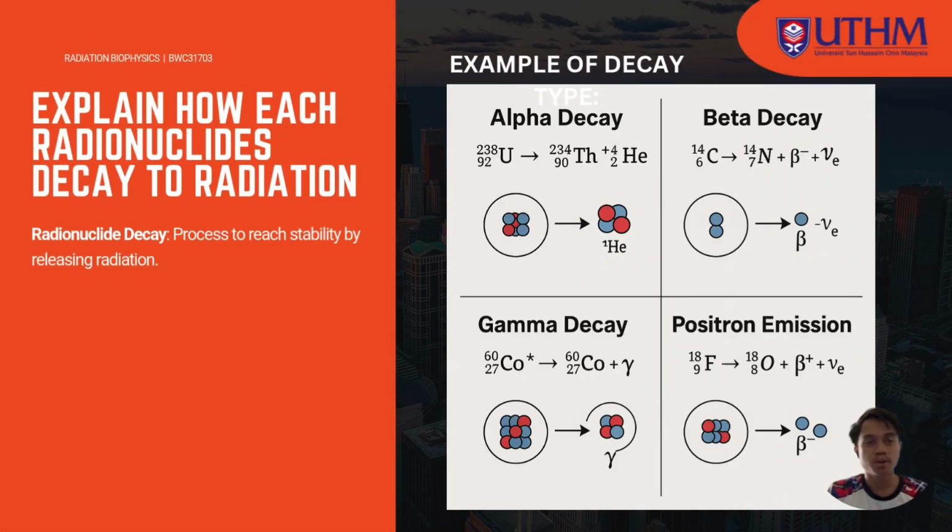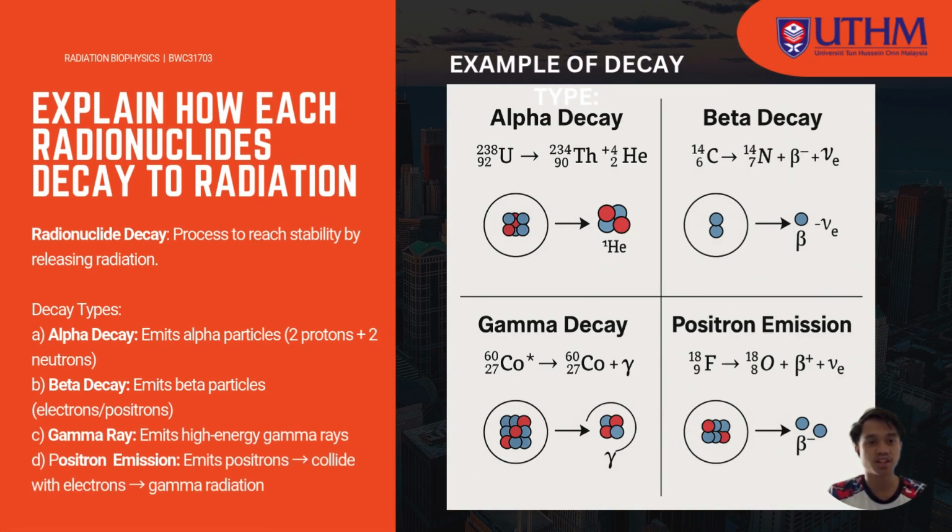So, let's explain how each radionuclide decays to radiation. Radionuclides decay by transforming into more stable atoms, releasing radiation in the process. There are several common types of decay. The first one is alpha decay. In this process, radionuclides like uranium-238 release alpha particles, which are made of 2 protons and 2 neutrons. Alpha particles can be stopped by paper or skin but are dangerous if inhaled or ingested.